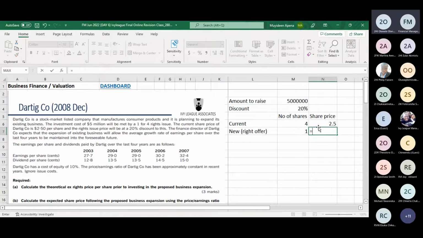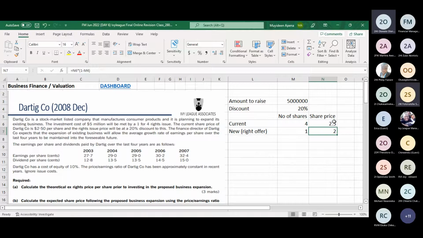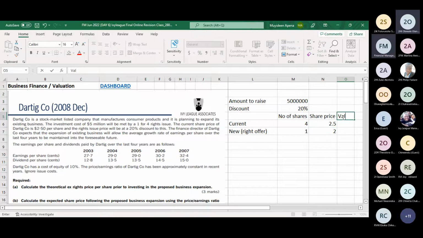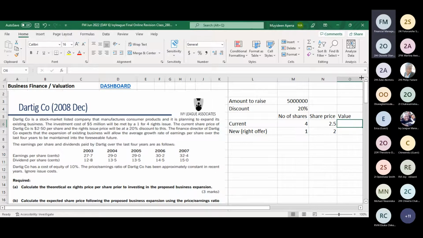So which means the rights issue price will be 2.5 multiplied by 1 minus discount. Do we agree? Yes, sir. So what then is the value for the existing shares? It is worth 4 units times 2.5, which is $10 for 4 shares. Then for 1 rights offer, it is 1 times $2. So the question is, how many shares would you now have? It will be 5 shares. If you have 1 new for every 4, it means you have 5.